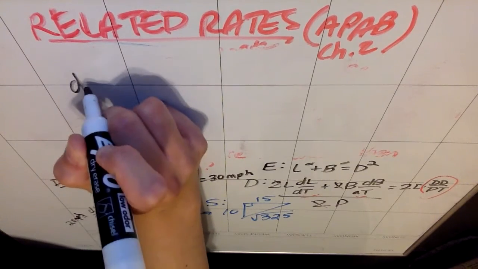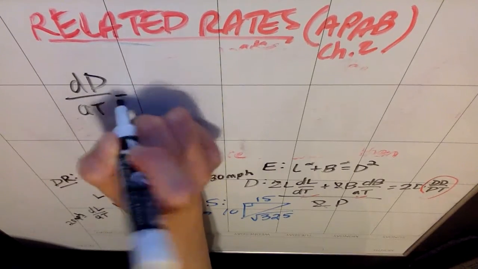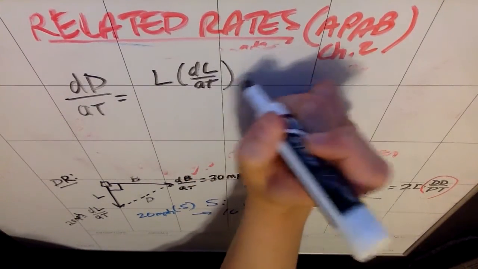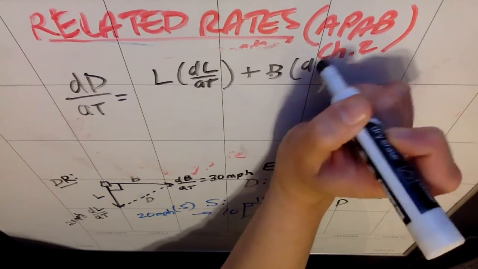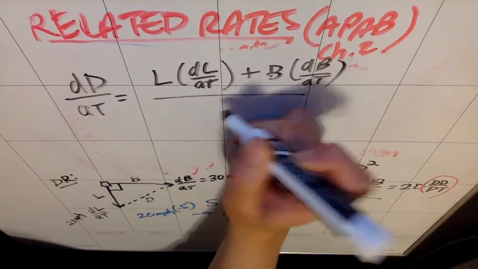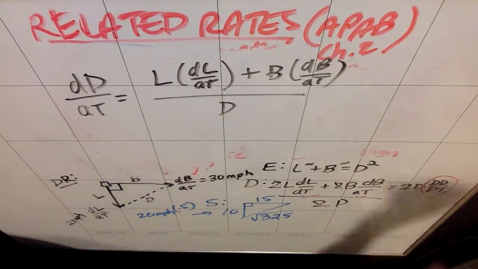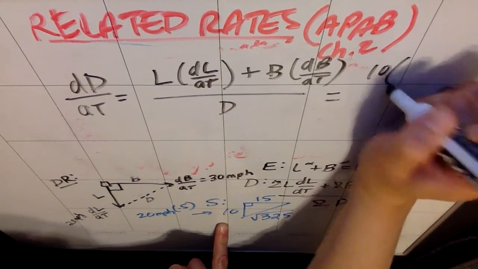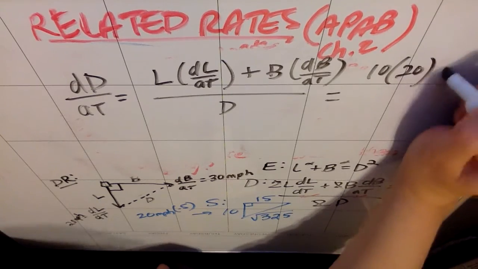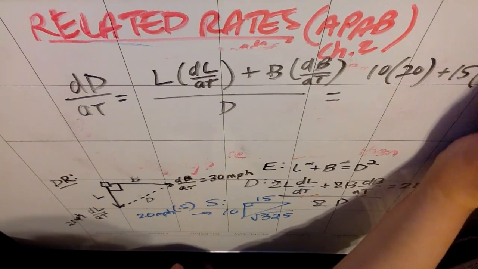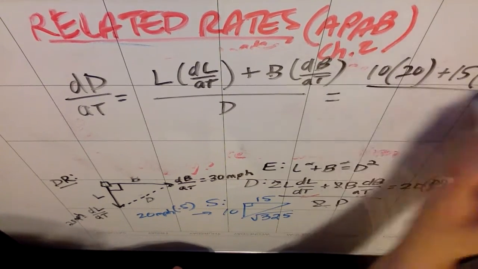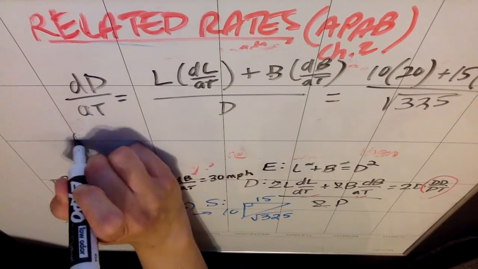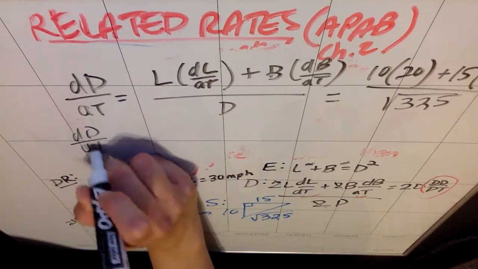And I'm going to get that dD/dt is going to be L times dL/dt, plus B times dB/dt, all over D, right? And that's fine. So if I plug in my numbers, L is a 10, right, times dL/dt, which is a 20, plus B, which was a 15, times dB/dt, which was a 30, all over the square root of 325, right? And if I don't have a calculator, that's fine, right? I'm going to leave my answer as something messy with a root, and that's okay.